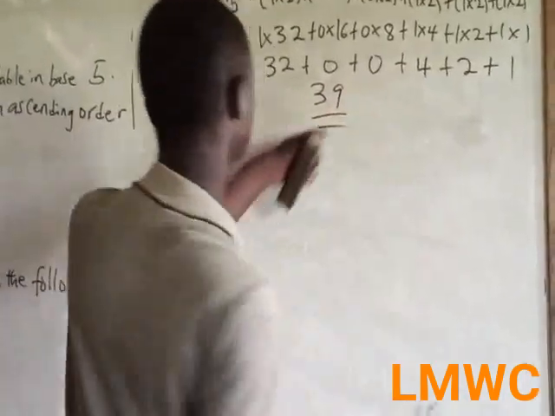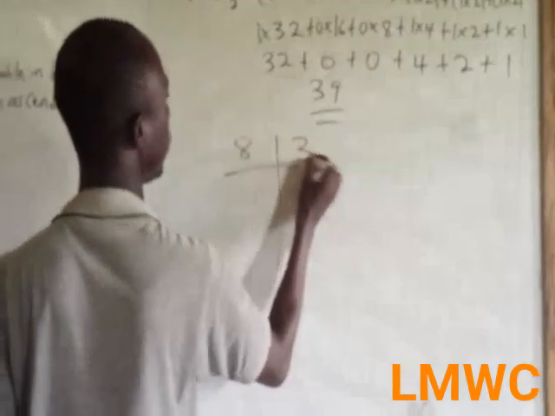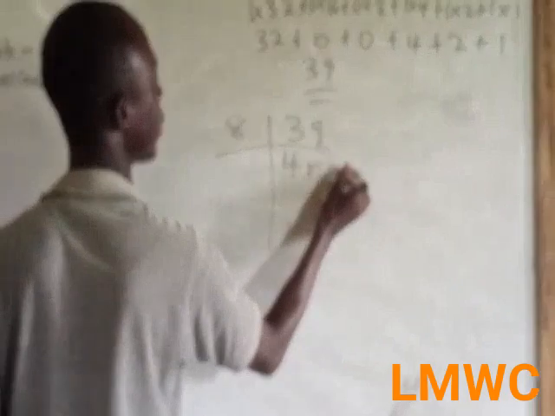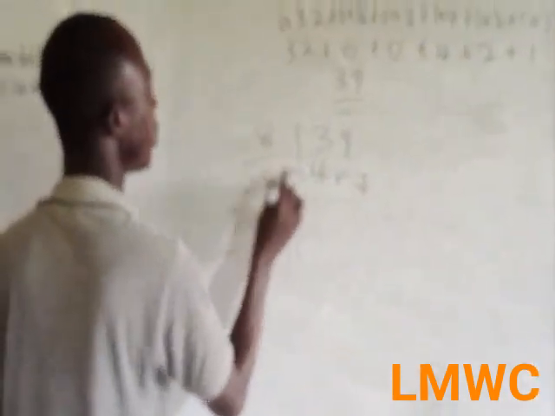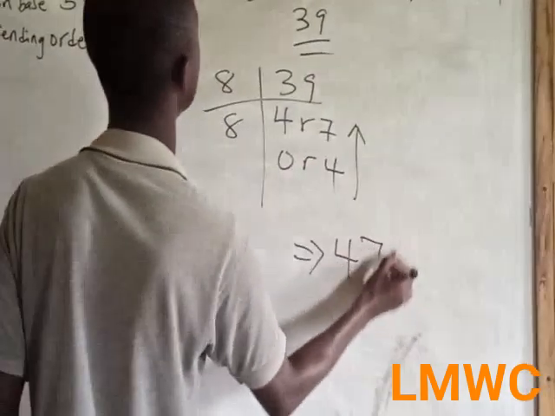So you convert this to base 8. 8 goes into 39, 4, remainder 7, because 8 times 4 is 32. Then 8 goes into 4, 0, remainder 4. So the answer is 47 base 8.